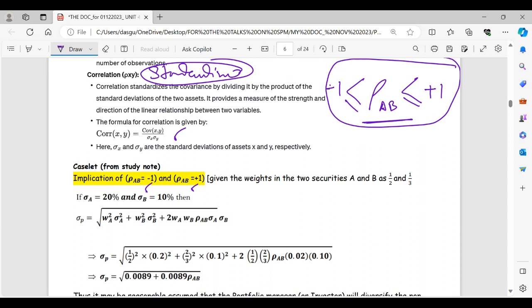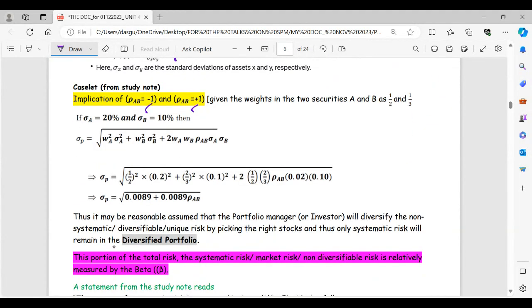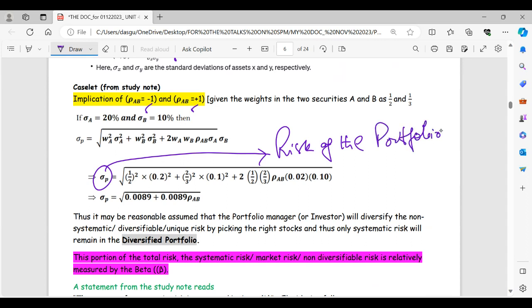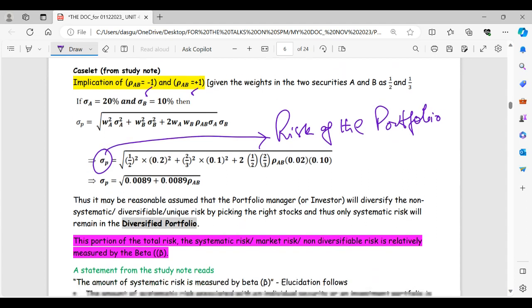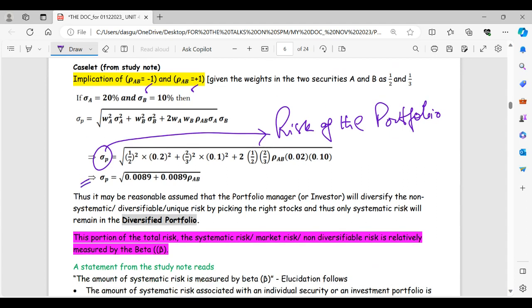This is from your study notes, wonderfully given. The weights are given as half and one third, and the standard deviation, that is the risk of security A and risk of security B, is given. So what you do is calculate the risk of the portfolio comprising two shares A and B in the ratio of half and one third. And this is the solution. Very interestingly, if you now consider -1 as your correlation, so that the shares are absolutely negatively correlated with each other, then your risk is minimum.